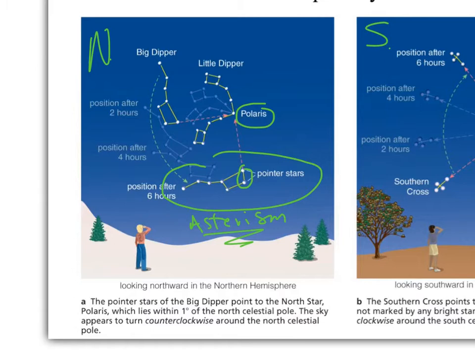So here is the deal. Things are going to go counterclockwise around Polaris. See, here we have the Big Dipper here. Two hours later, it's here. Four hours later, it's here. And six hours later, it's here. This is the original, this is 2 hours after that, 4 hours after that, 6 hours and 8 hours. So it is going counterclockwise.